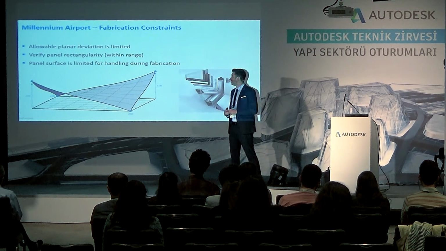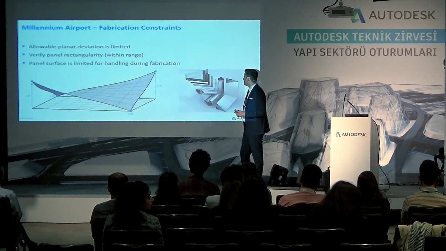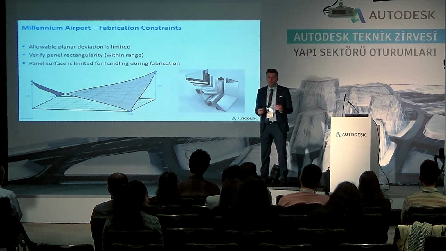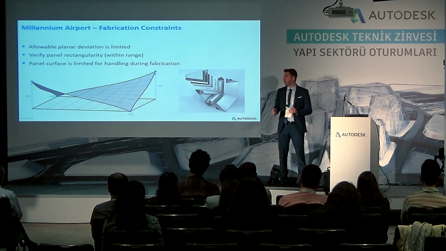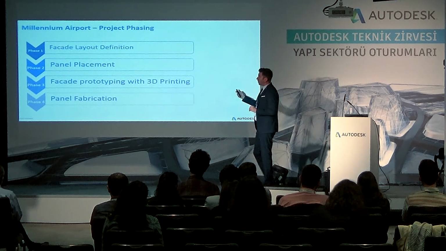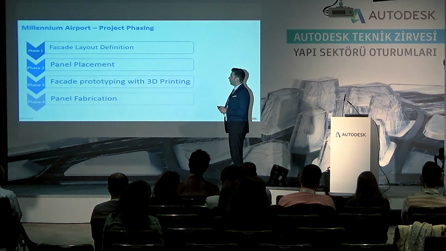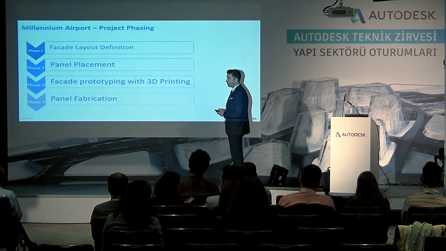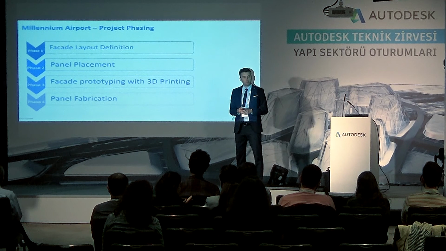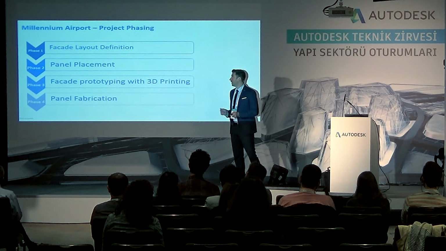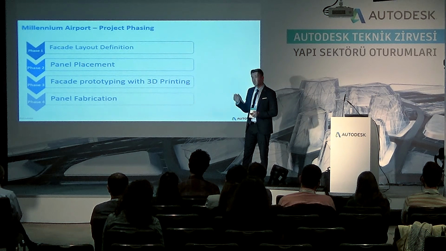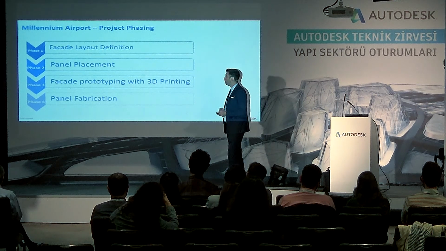Also, panel surface is limited for handling during fabrication, so we try to minimize and make the process of installation more efficient. So, in order to achieve this, we have 4 phases. We split the design in 4 phases. First one will be facade layout definition. Second phase will be to panel placement.